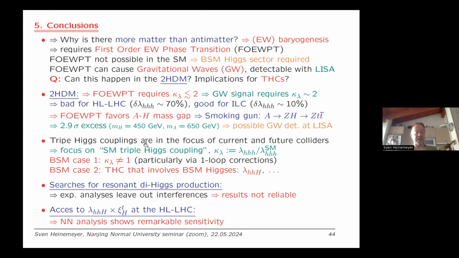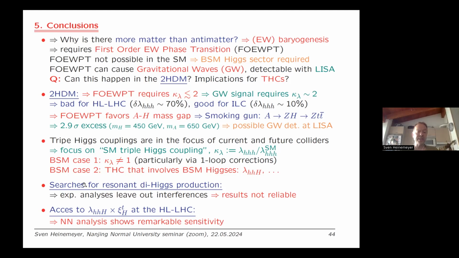If one looks at the determination of triple Higgs couplings, all the determinations so far focus on the case kappa lambda equal to 1. So they don't take into account deviations from 1, and they don't take into account the BSM triple Higgs couplings. And we try to go these 2 steps beyond.